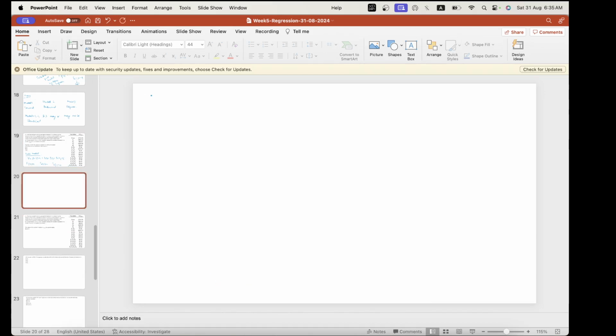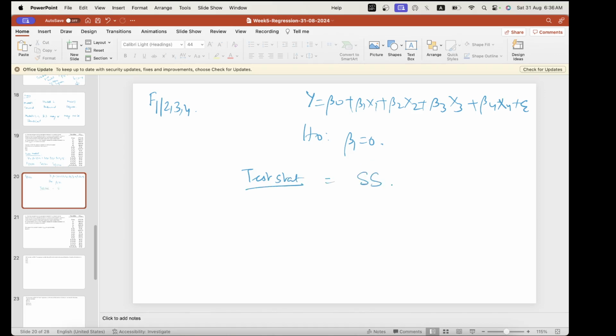All right. So F1 given 2, 3, 4 means what? Means that we have this full model, beta naught plus beta 1x1 plus beta 2x2 plus beta 3x3 plus beta 4x4 plus epsilon. And the hypothesis that we are testing is that beta 1 equal to 0. All right, so then the test statistic is what? This is sum of squares due to regression from the full model minus sum of squares due to regression from the reduced model by 1, since we are testing 1 variable, and this would be MS residual.